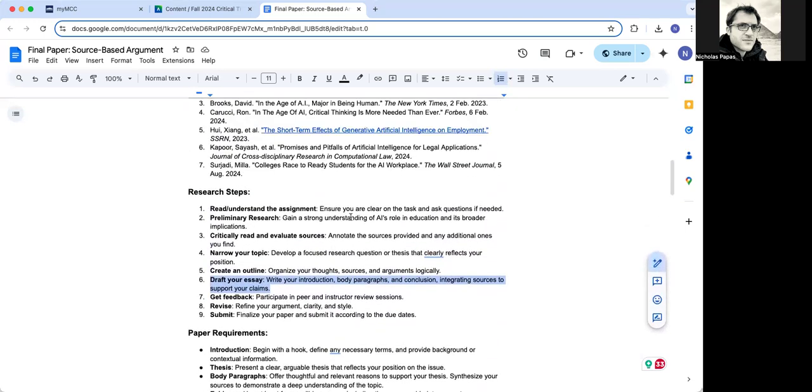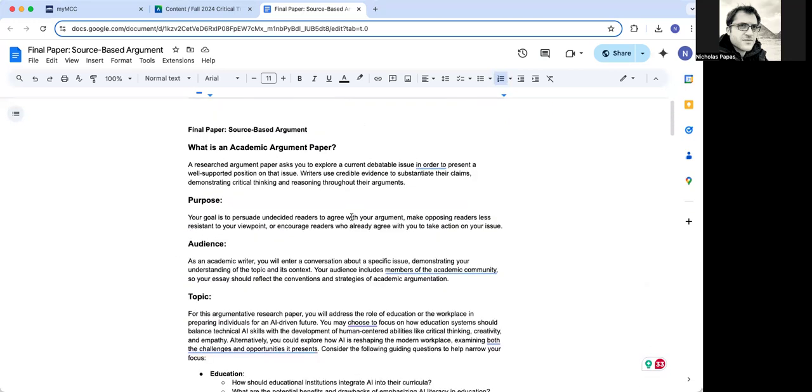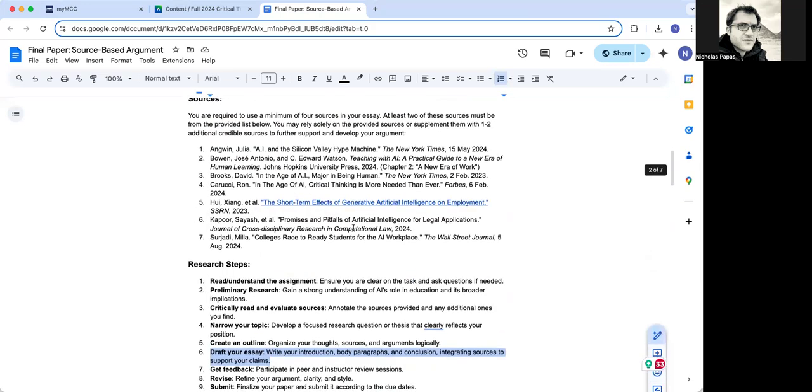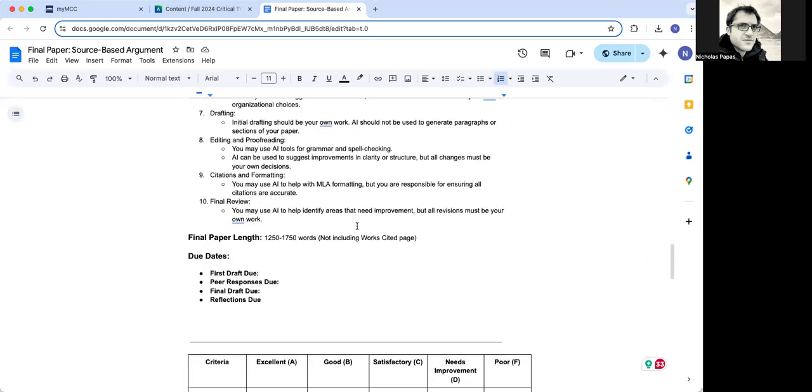Sorry, where did I have the... I'm sorry for scrolling. I thought the length requirements stuff were here, but I guess they're down here. Okay. So the length of the paper should be about 1,250 to 1,750 words. That's not including the works cited page. It definitely should include a works cited page with all the sources that are cited in your text, and all the information that you get from sources, quotes or paraphrasing, should have in-text citations that point to your works cited page.